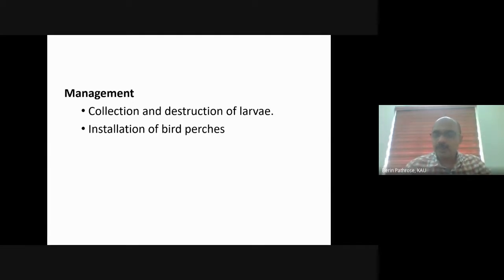Anyone from Pathanamthitta in your batch? Anyone from Pathanamthitta?